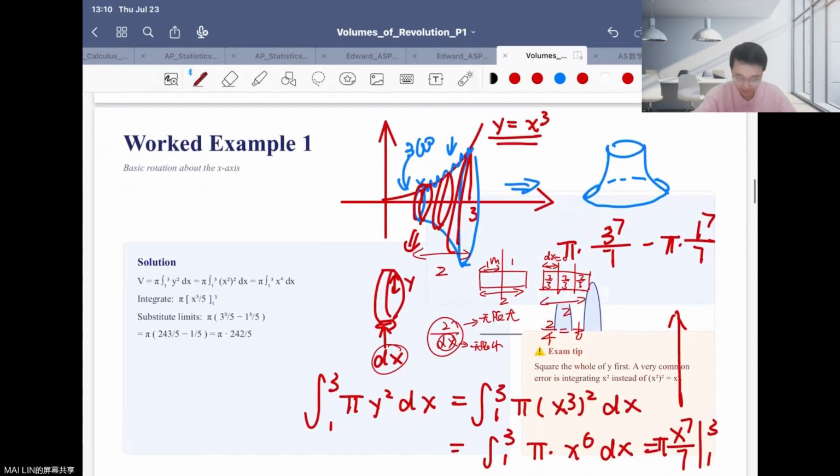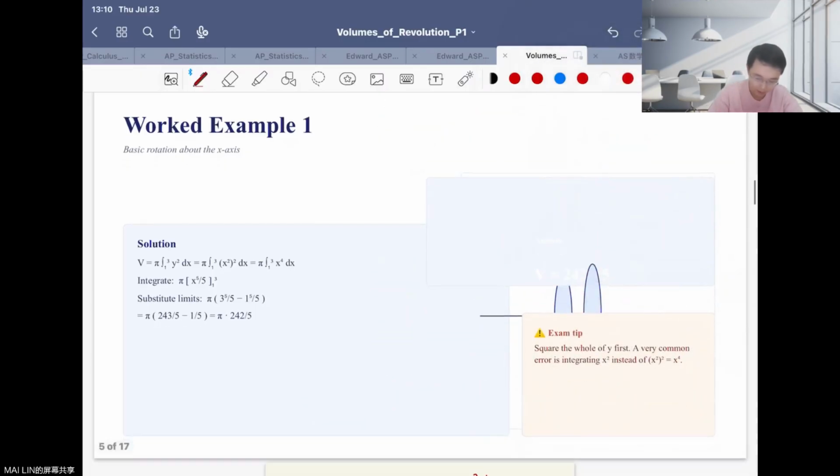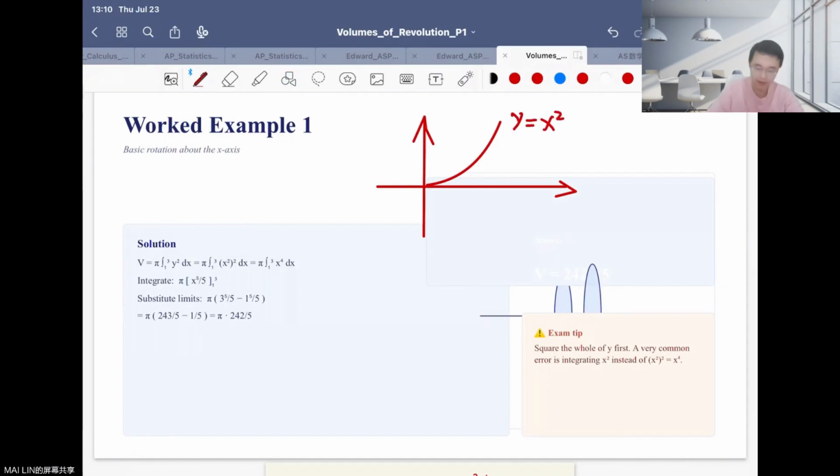For example, if we have a shape, maybe y equals x squared, and you want to calculate the area from 1 to 3 rotated about the x-axis for 360 degrees. Here it becomes a circle, here another circle. Drawing the graph this way, it looks like a volcano shape.